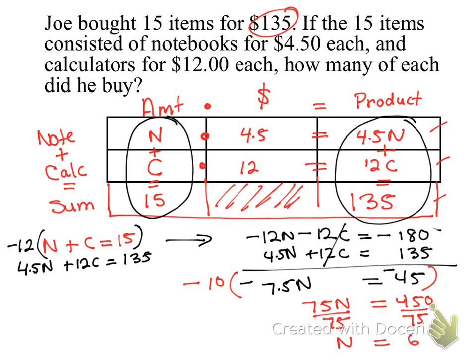Where'd you get 10 from? Negative 10. Because I want to move a decimal. I can do anything as long as I do it to both sides of the equation.